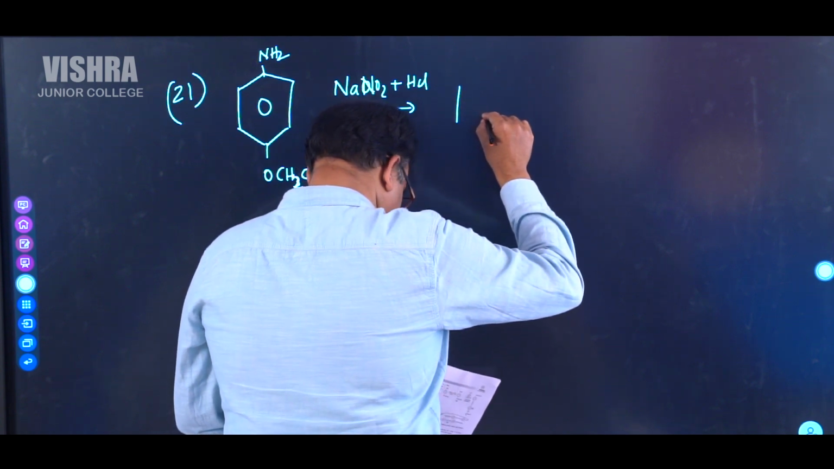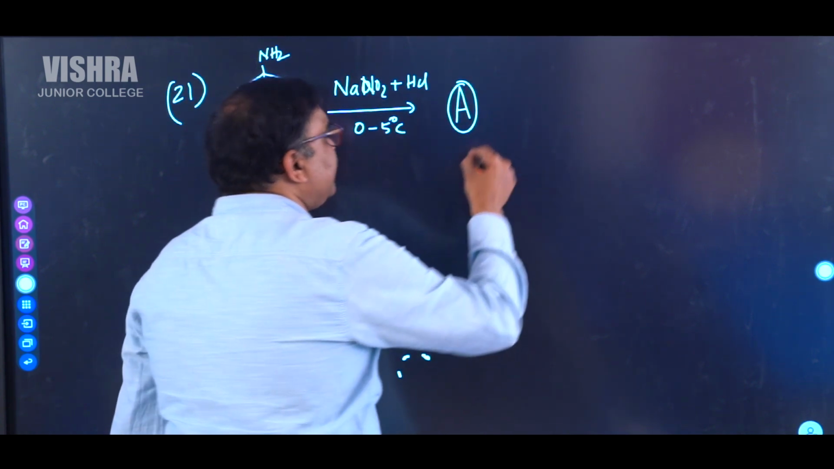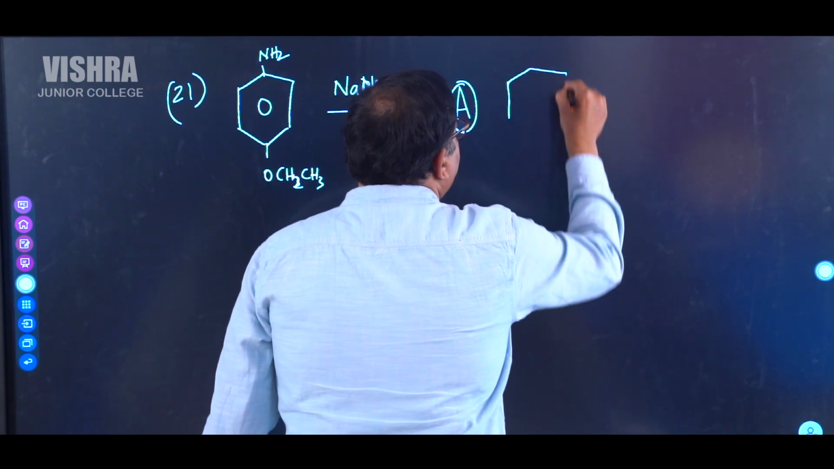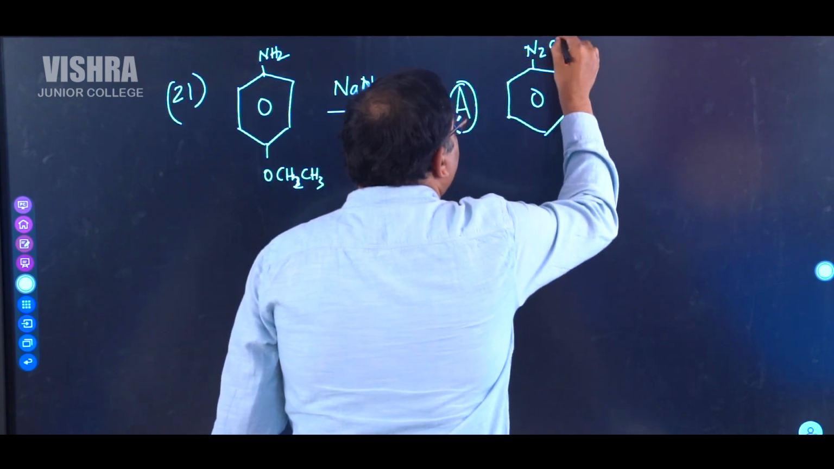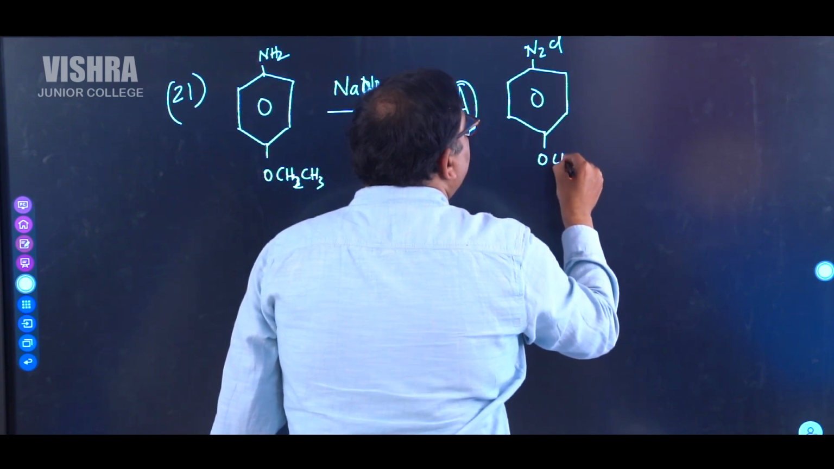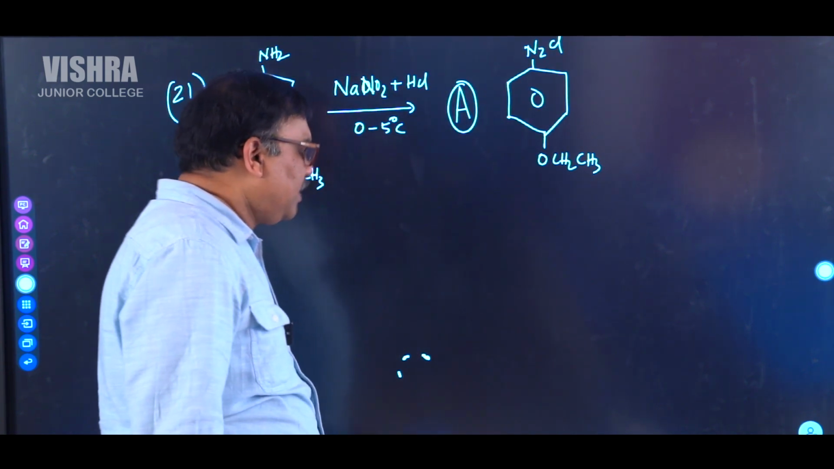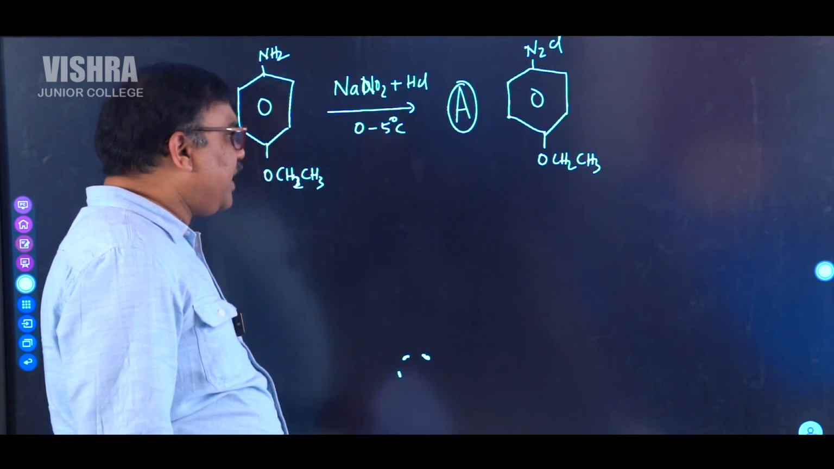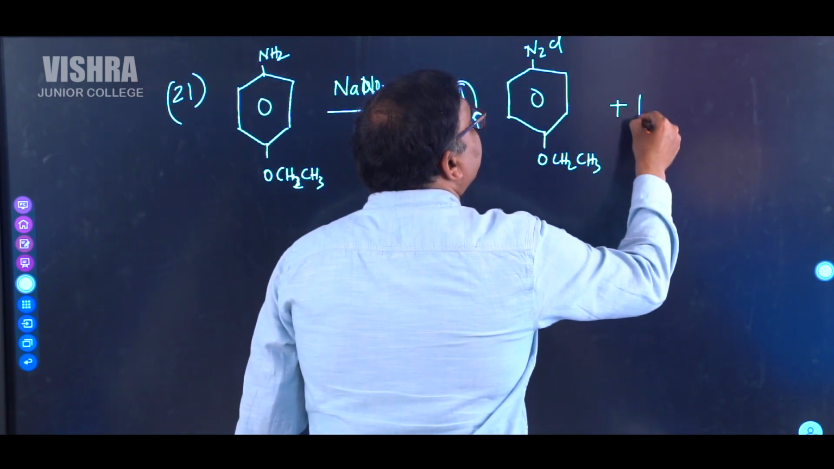This one is going to give a compound that is A. I am writing the A here itself. What is that A? Wherever the amine group is there, that one will become a diazo compound. And the other side will not change. Now, to this, they are adding phenol.